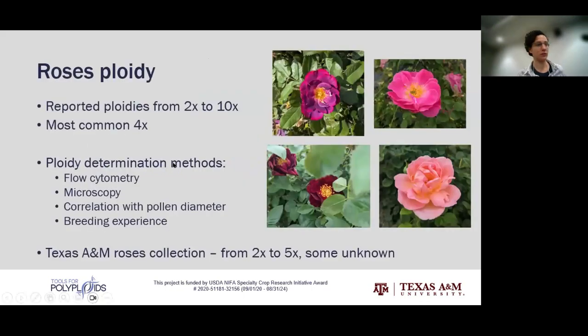Okay. So our beautiful roses have ploidy that goes from 2x to 10x, the reported ploidies. The most common is 4. And usually we determine that using methods such as flow cytometry, microscopy, or the correlation with the pollen diameter, and sometimes just breeding experience, like how hard it is to breed that specific rose.